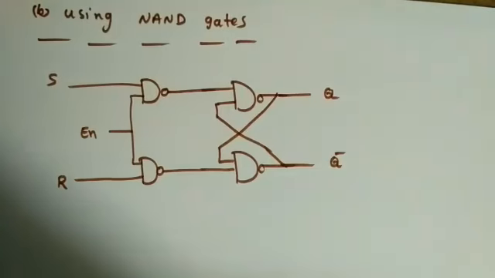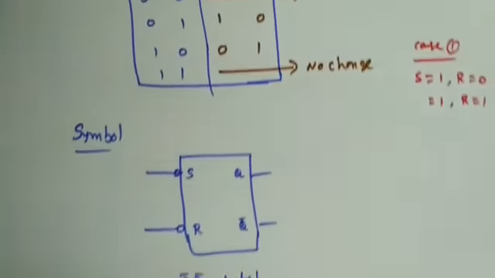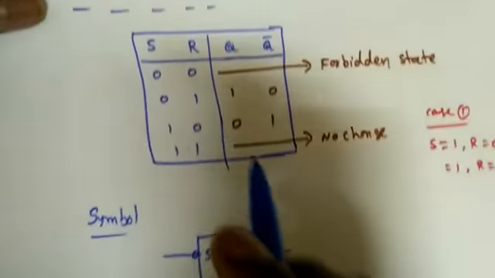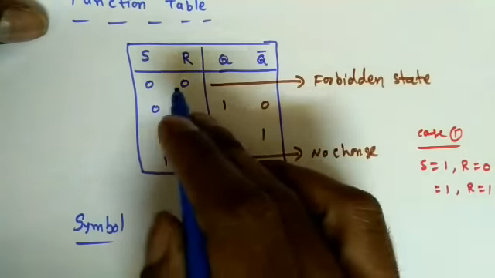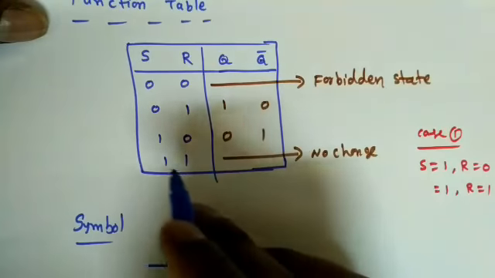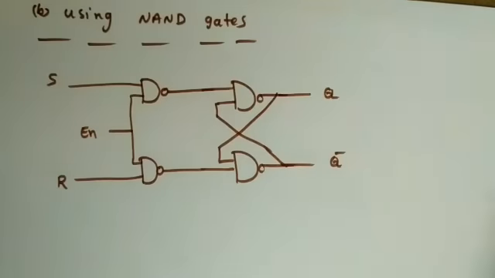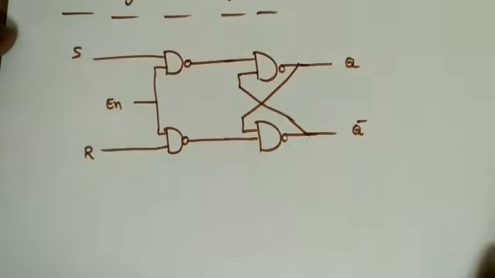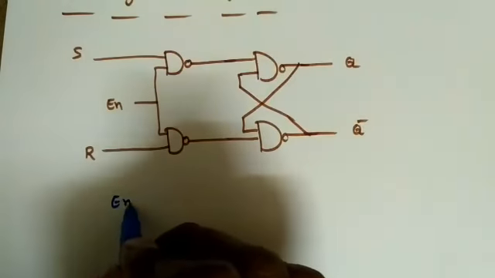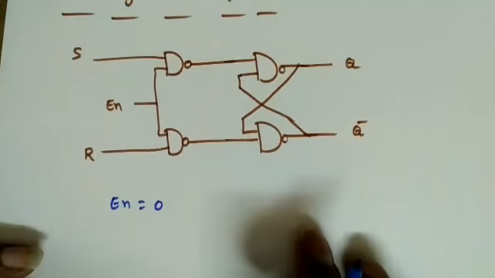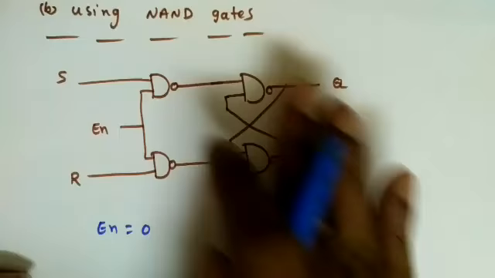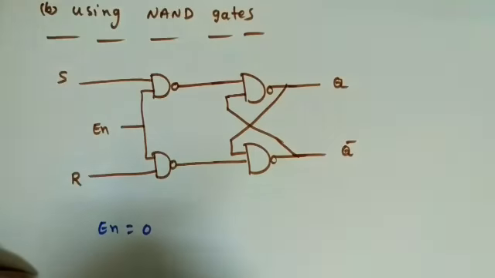Now if I see the function table of this S bar R bar latch using NAND gates, whenever we give 0 0, it will be in the forbidden state. Whenever we give 1 1, there is no change. That means it will retain the previous state. Now, what is the condition we require when enable is equal to 0? That means the circuit is in disabled mode.